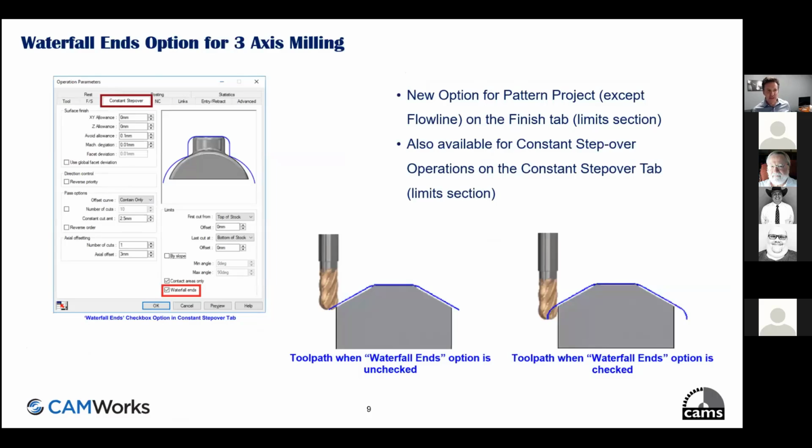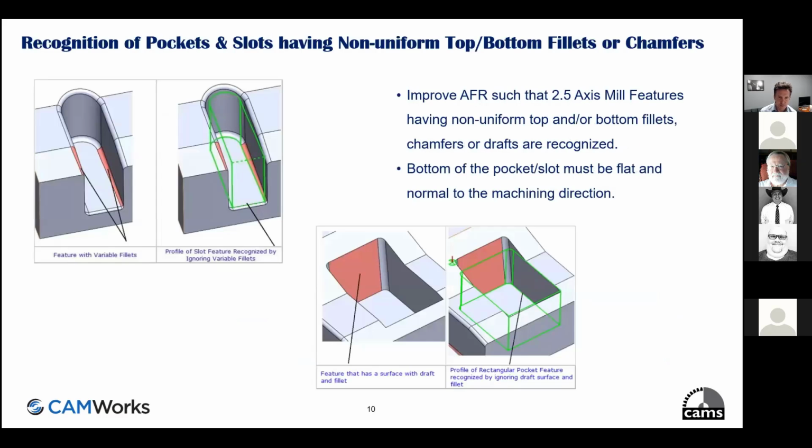They've added in 3-axis mill now the capability of doing waterfall ends. Historically, we would take the tool path out to the end, and we could go past it by an amount, but we didn't have a way to specify that the tool would drop down to this tangency point over the end, especially in things like pattern project and constant offset. This is now available with the waterfall ends option in 3-axis milling, and you can see it in the style of your cut with this waterfall ends checkbox in that parameters page.